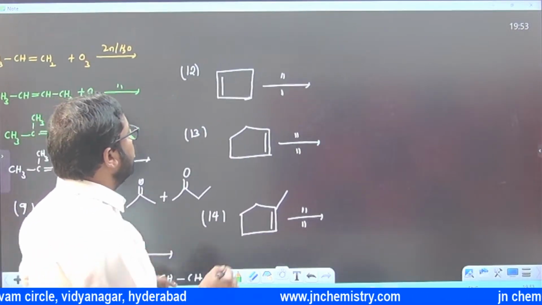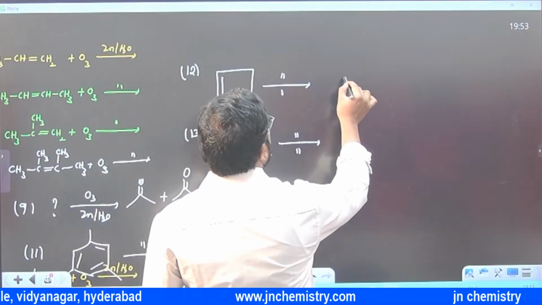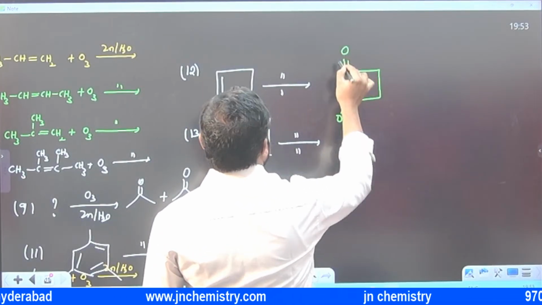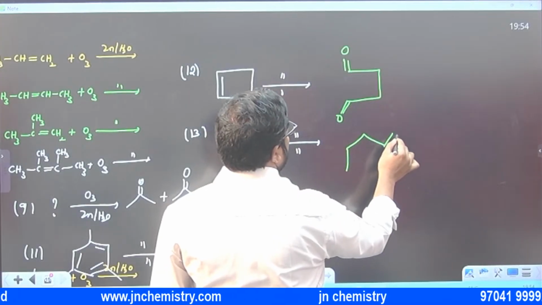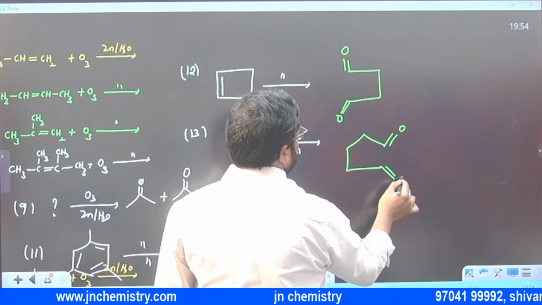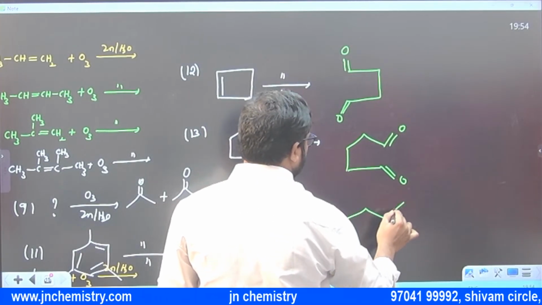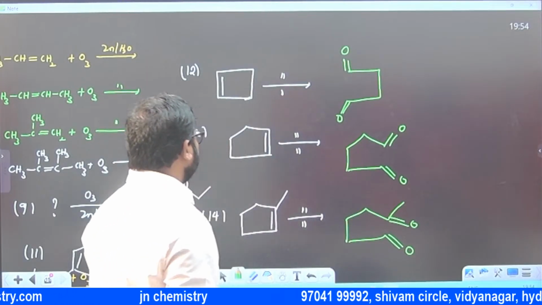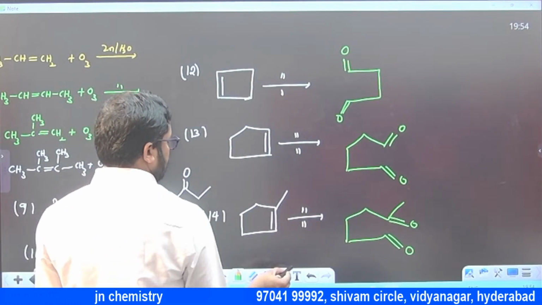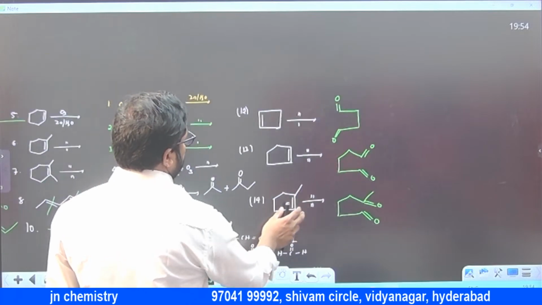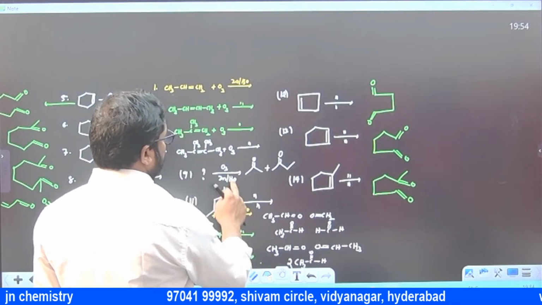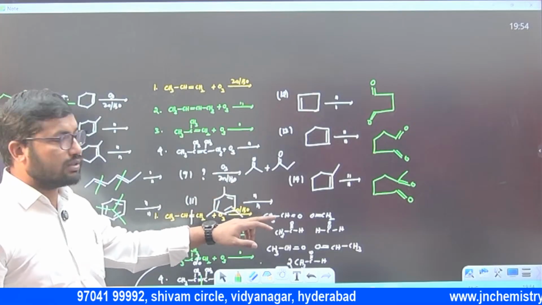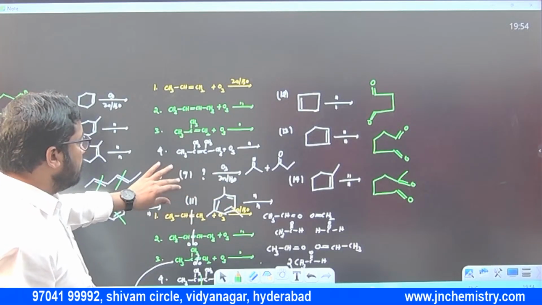In this case, simply double bond. That's enough. And this type of questions, reverse, add simply.